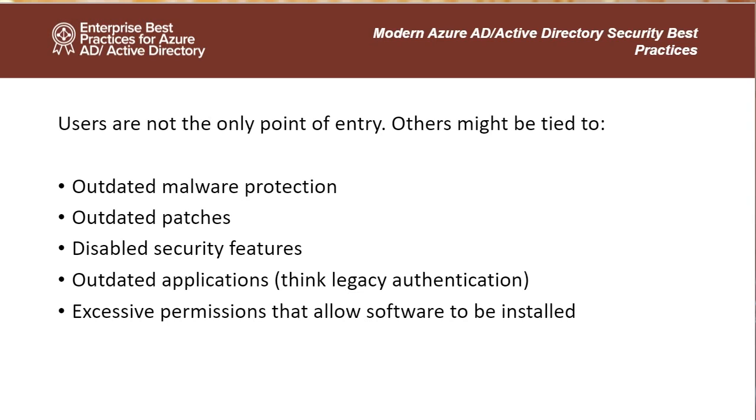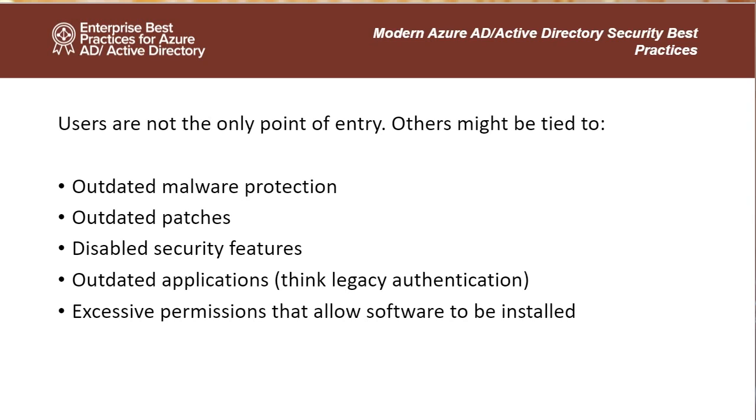Also, outdated applications. A lot of applications, just like operating systems, need to be patched, but that's not the only way that an application can be outdated. An application can also be outdated if it's an older application that relies on older techniques such as legacy authentication. That's a big one. So look for outdated applications that can potentially contain a vulnerability that would allow an attacker to gain the initial entry into your system.